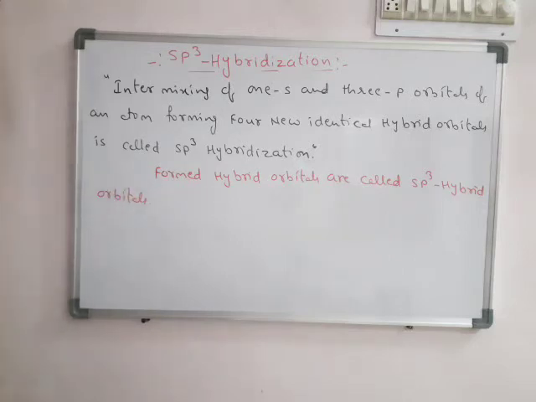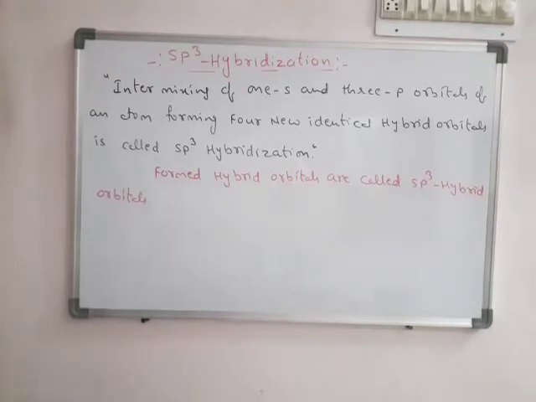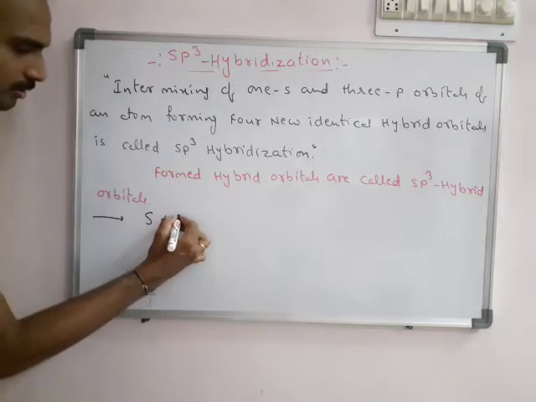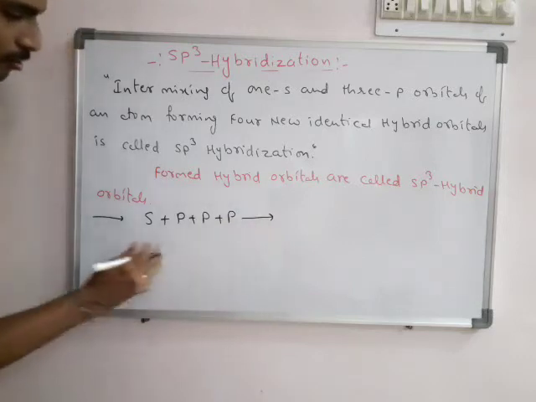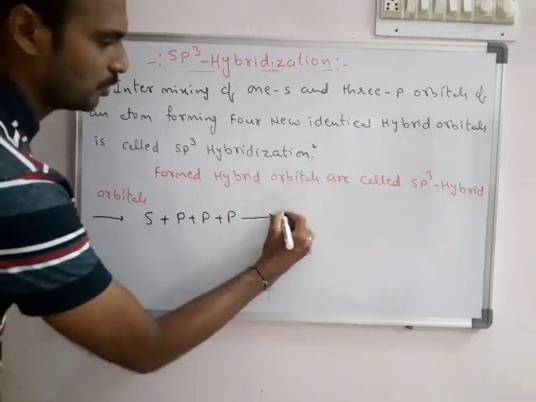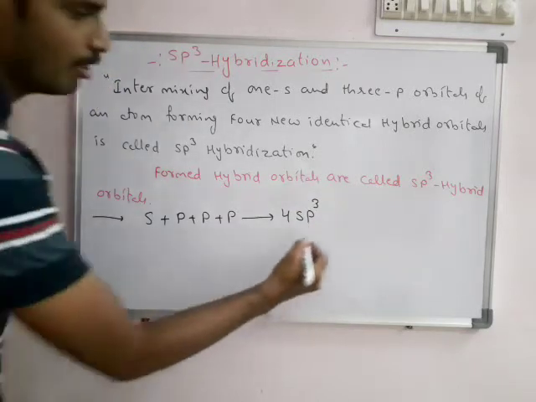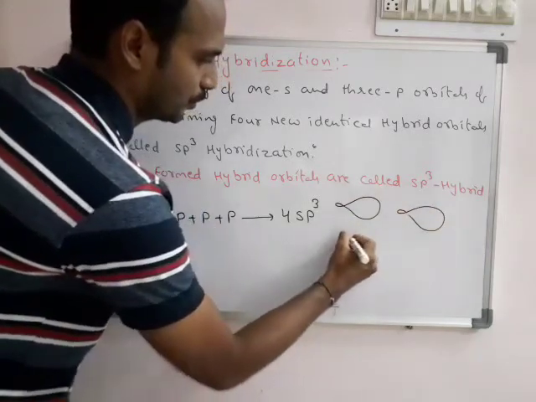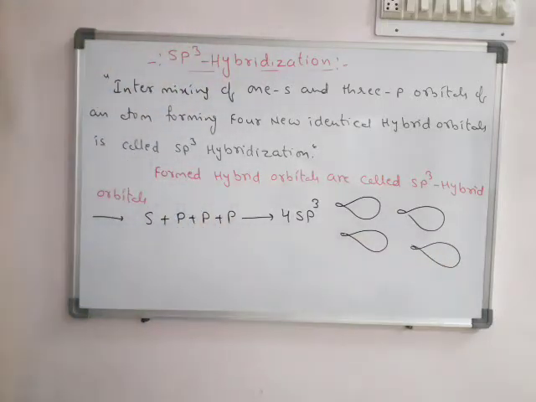So how many are formed? There are 4 hybrid orbitals formed. So we can write them: that is the combination of 1 s orbital and 3 p orbitals forming 1, 2, 3, 4. What will be the name? 4 sp3 hybrid orbitals. This is 1, 2, 3, 4. Like this, 4 hybrid orbitals are formed.